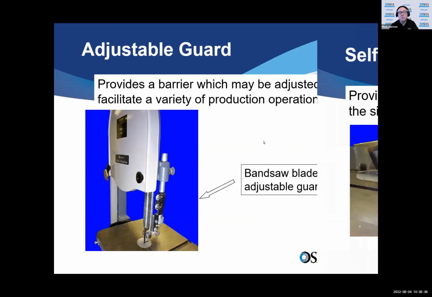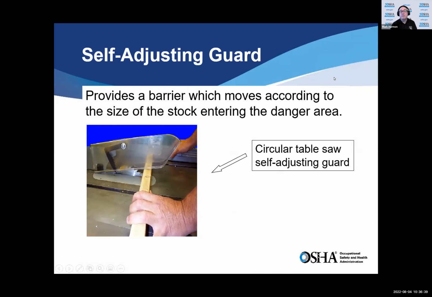Here, a self-adjusting guard. Again, the example it's giving here appears to be a table saw. This type provides a barrier which moves according to the size of the stock entering the danger area. So again, the guard is in place, but as you move what appears to be a small furring strip, perhaps through the blade, the guard raises up, and then as the wood passes through, the guard comes back down. So again, it is protection.